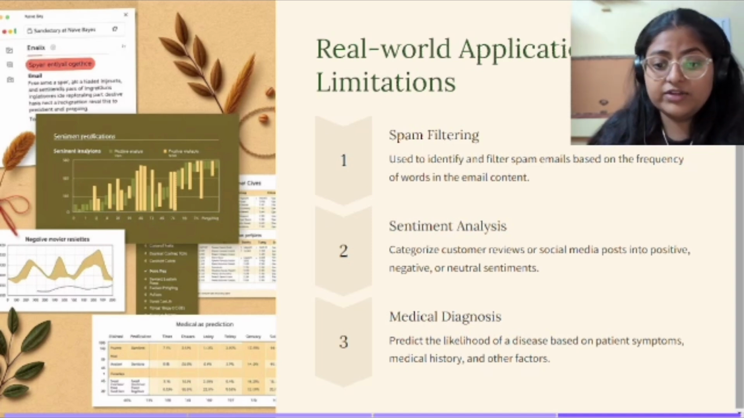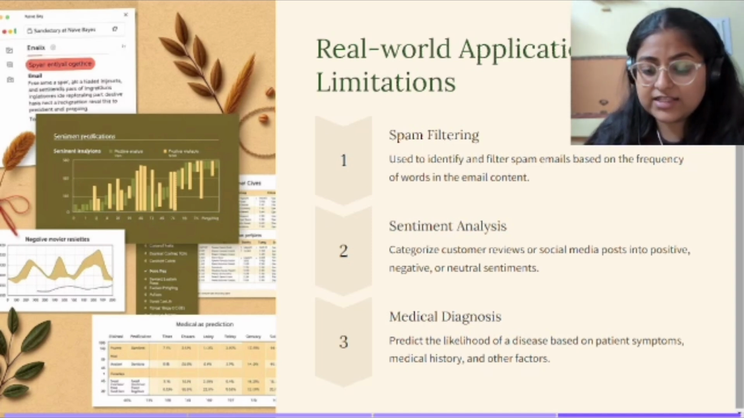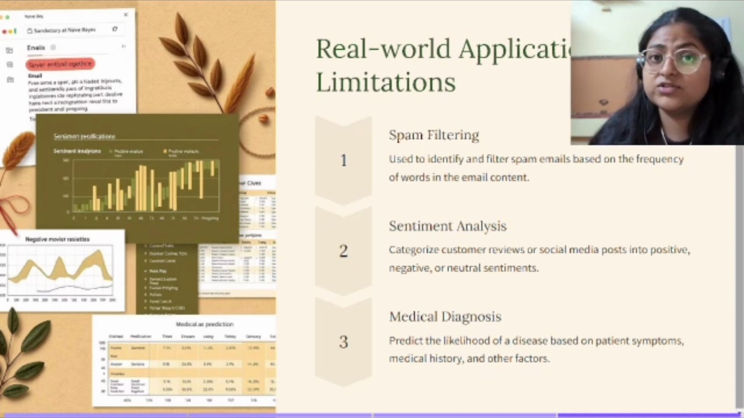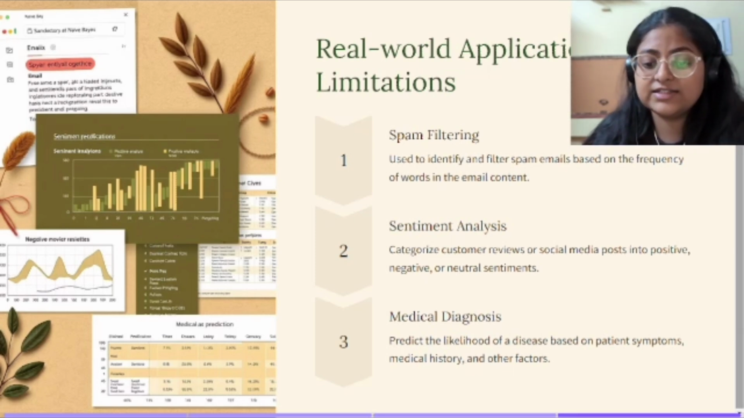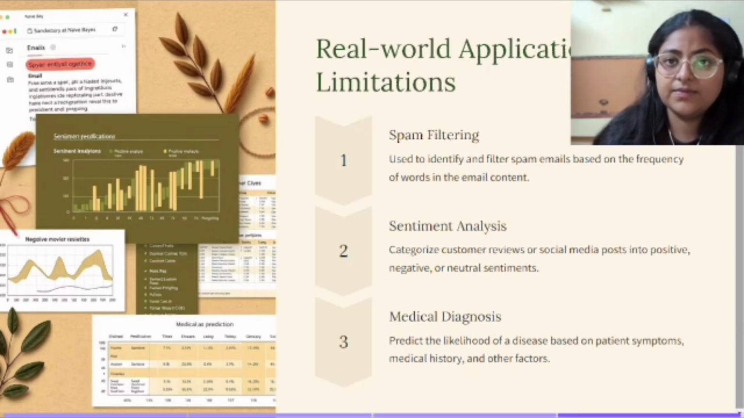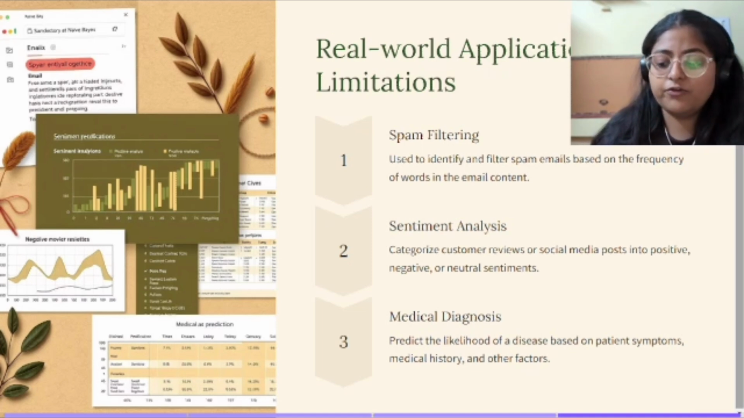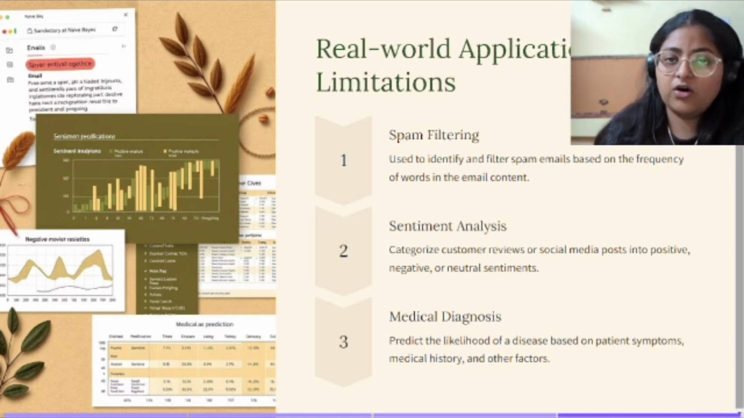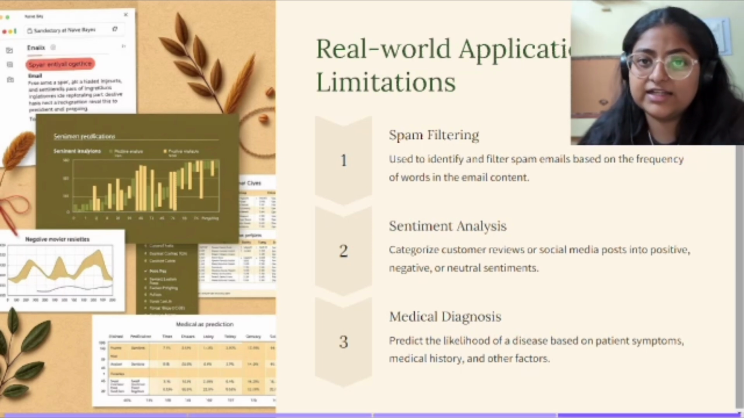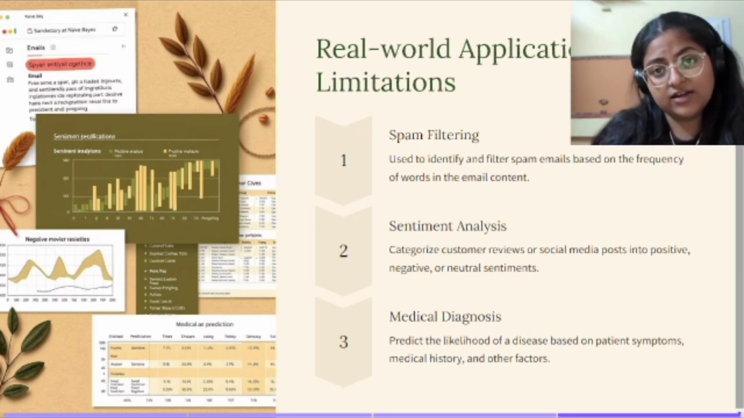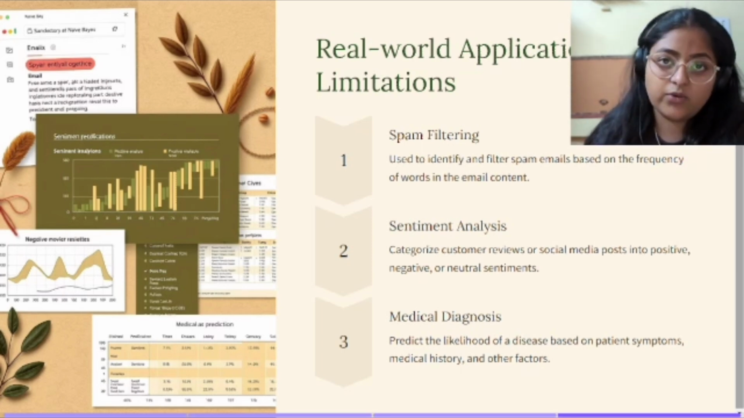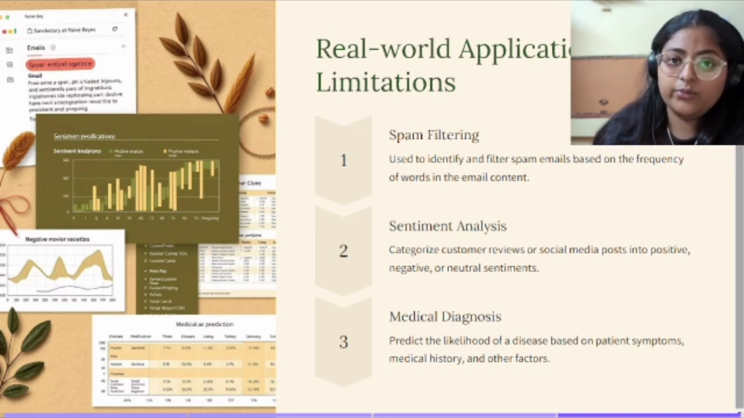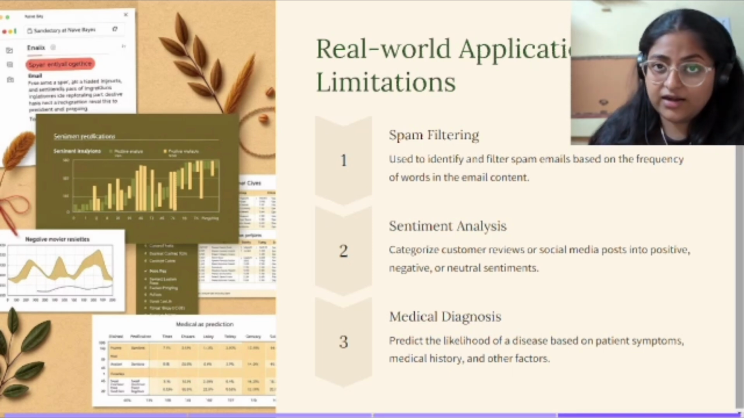Medical diagnosis. A very important use of Naive Bayes classification is in the medical field, to predict the likelihood of a disease based on patient symptoms, medical history, and other factors. Based on the history of a patient, like whether in the past he or she has suffered from any medical condition, Naive Bayes classification considers all these outcomes and predicts and diagnoses the medical condition of a patient.